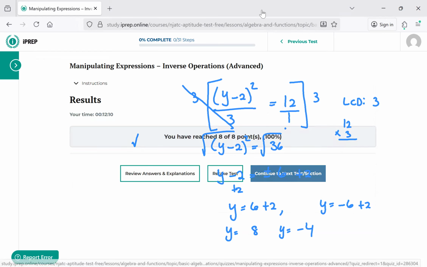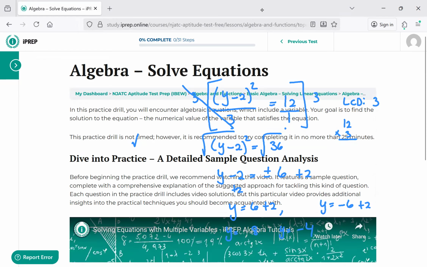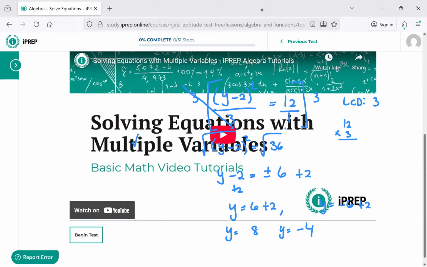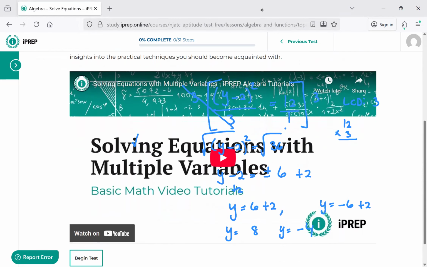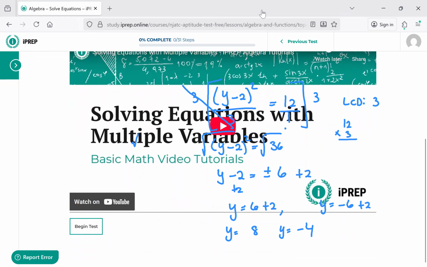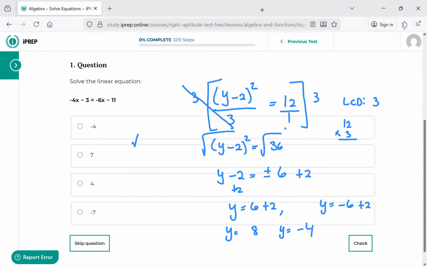Okay, well, let's move on to the next. Solving equations with multiple variables. Okay, so let's begin. I think this might be the last one for this section.